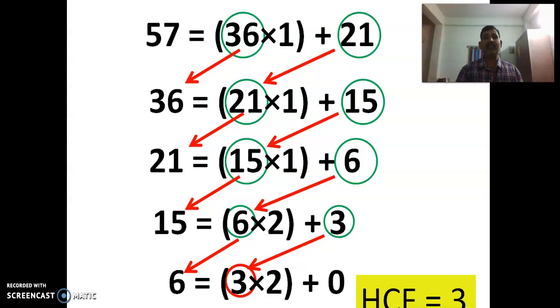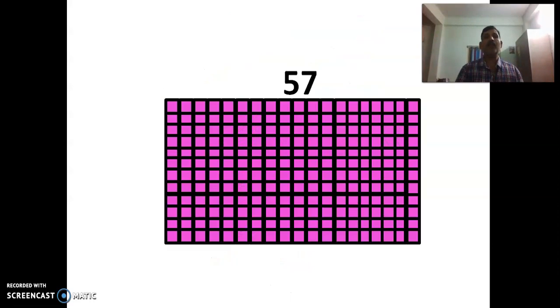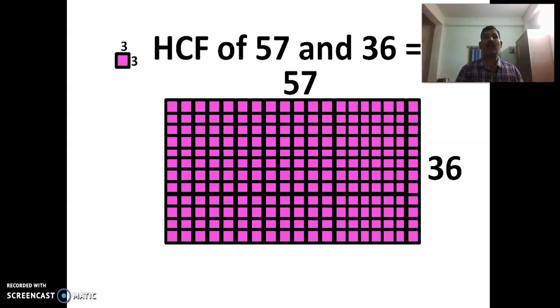Not only 57 and 36, it is also the HCF of 36 and 21, 21 and 15, 15 and 6, and 6 and 3. For all these pairs, the HCF is 3. This is what we have to understand. Now, what does it mean? The measurements which we took are 57 and 36 and their HCF is 3. If we have to make squares, only whole squares are to be used. That means 19 squares can be arranged along the length and 12 squares can be arranged along the breadth, and that's how we get the rectangle, right? It is completely filled with squares.